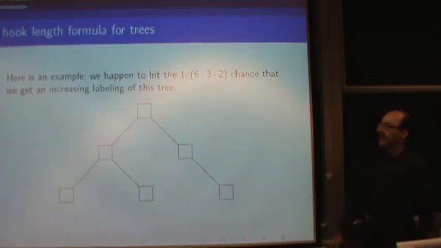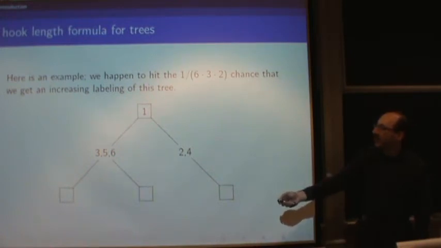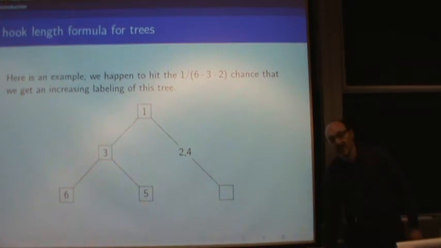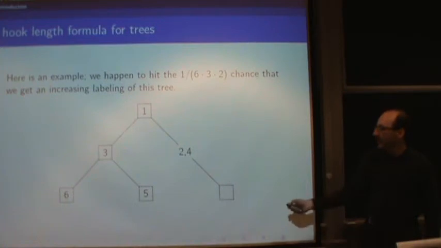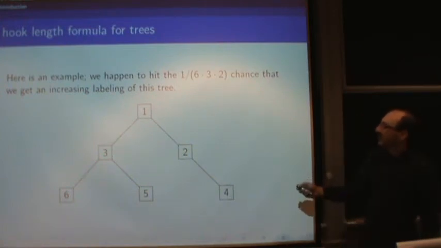So here's an example, and this is a tree in which it happens that our random labeling does give an increasingly labeled tree. We have 6 vertices, we have 6 choices for what to give the root. I picked 1 for the root, and then I chose randomly to put 3, 5, 6 in the left subtree and 2, 4 in the right subtree. Now I go after the 3, 5, 6 branch, and I chose to make 3 the root, and 6 and 5 for the left and right subtrees, which since they're leaves, there's nothing more to do. Now I go after 2, 4, and I have, again, a random choice. So the probability was 1 over 6 times 3.